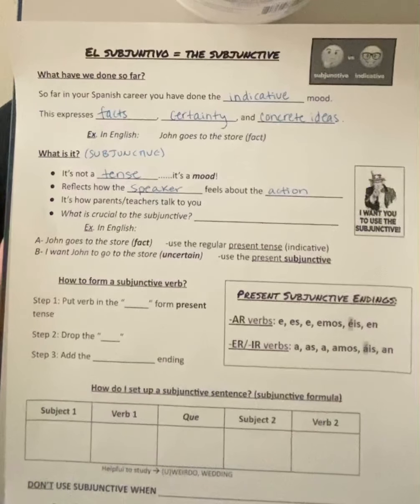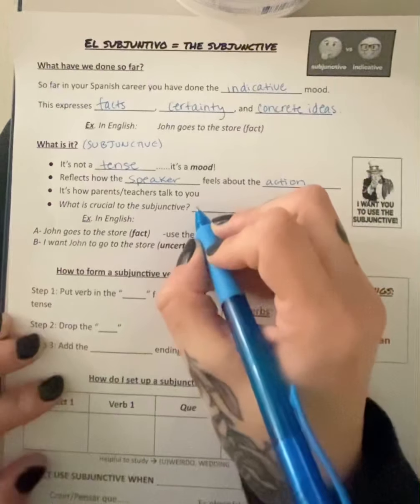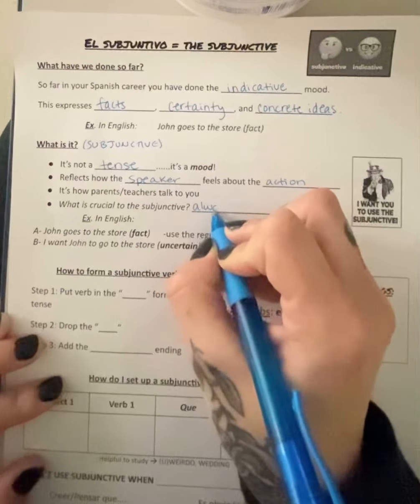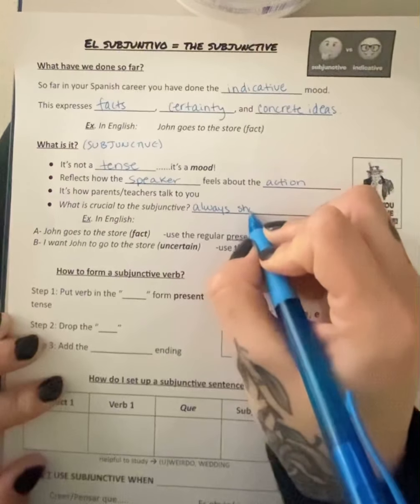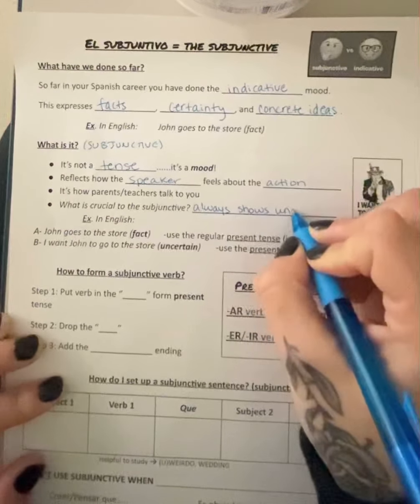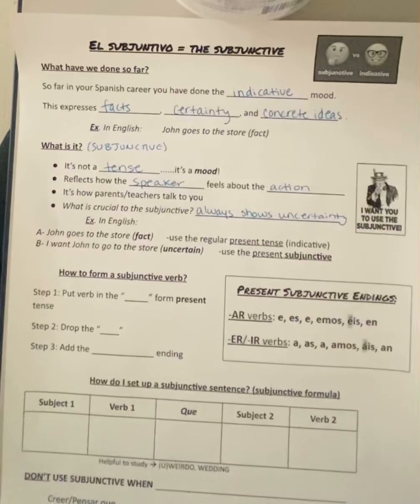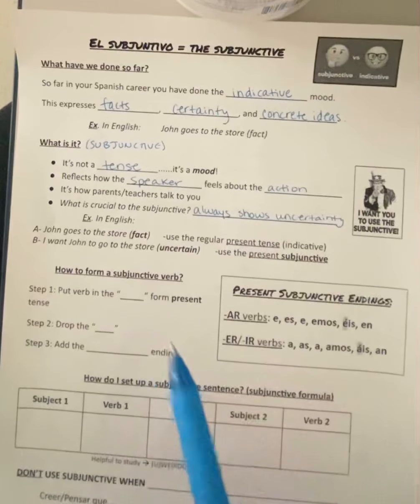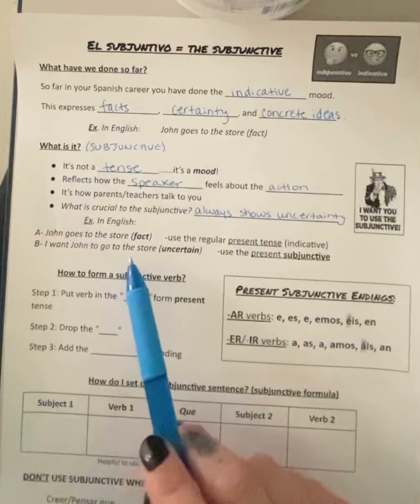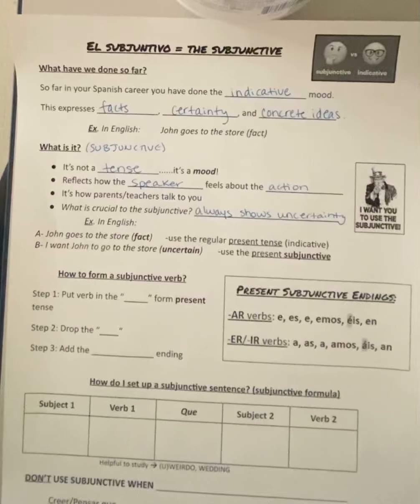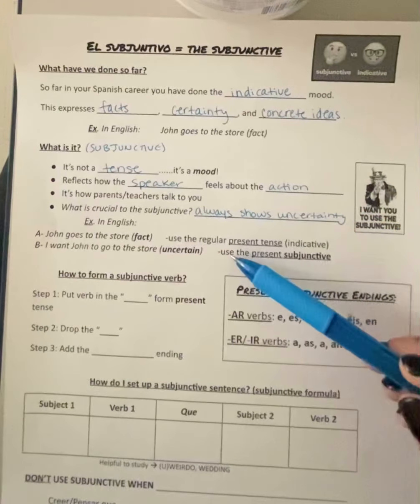For example, it's how parents or teachers talk to you. Okay? And what is crucial to the subjunctive? Well, it always shows uncertainty. Okay. Example in English, John goes to the store. That's a fact. Okay, that would be the indicative mood. It's just a regular present tense.